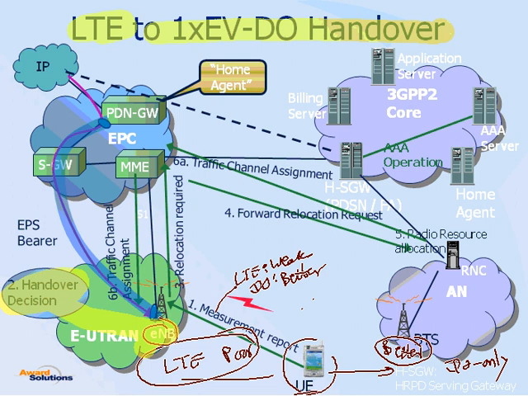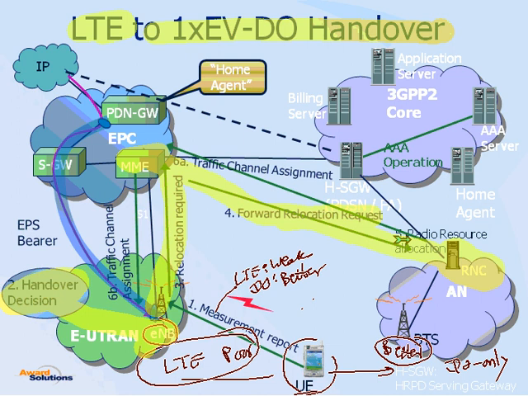In that case, the base station will send a relocation request message to the MME. The MME will communicate with the DO radio network, the RNC, and say we have to make this handover. So here is the relocation request. The RNC will then execute the call admission control algorithm. It will make sure that it has adequate resources available. And once it has reserved the resources, such as the MAC index for the 1XCVDO terminal, it will send a traffic channel assignment message to the MME.